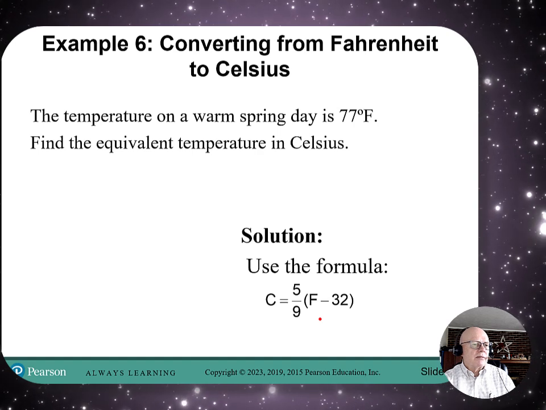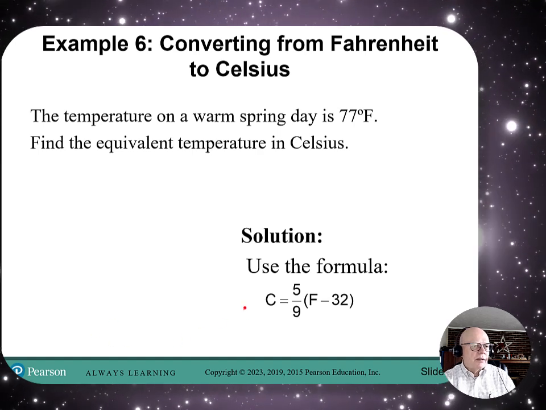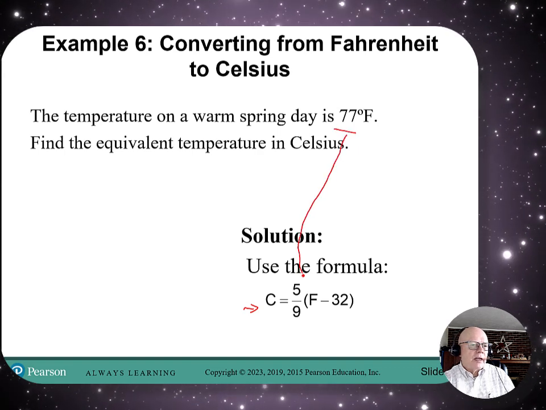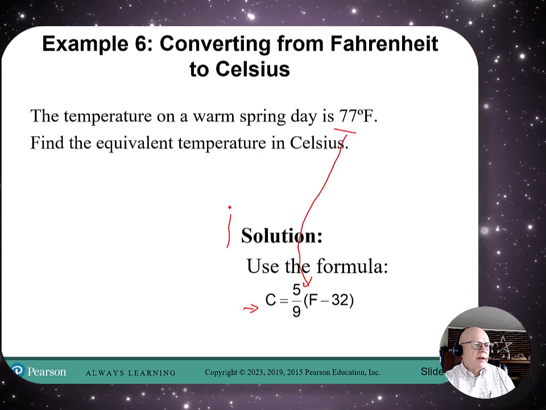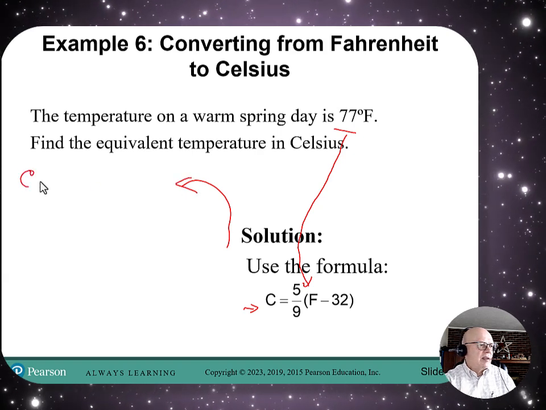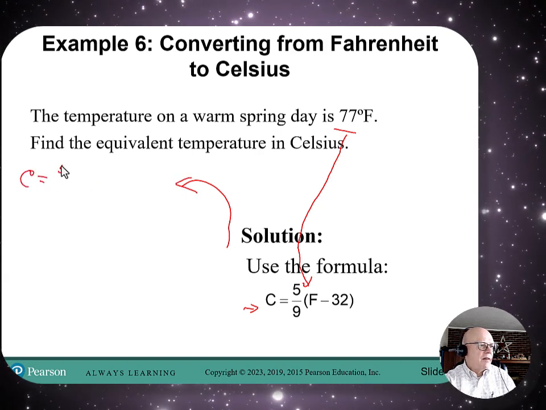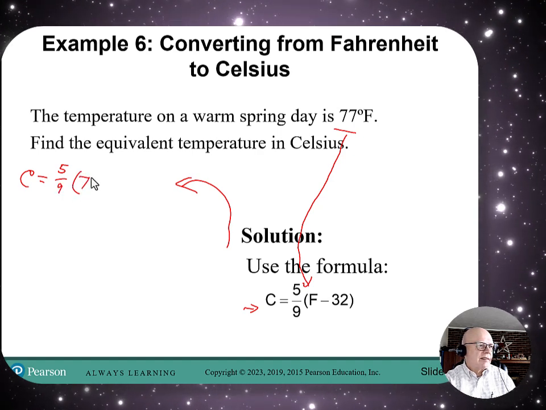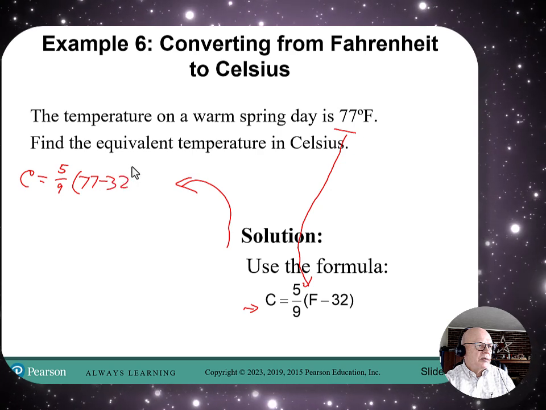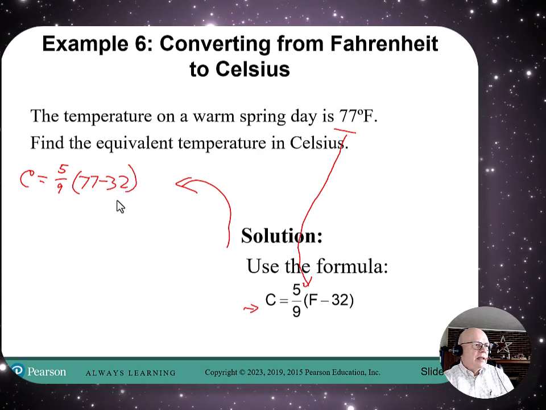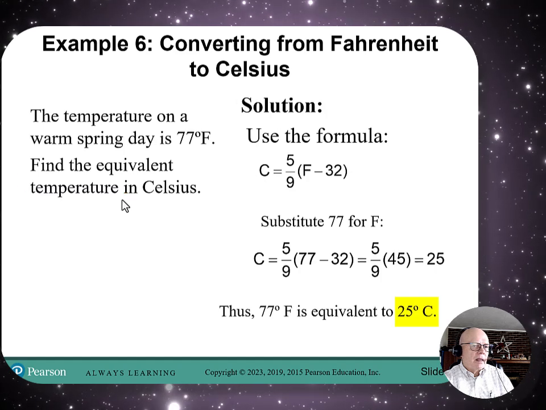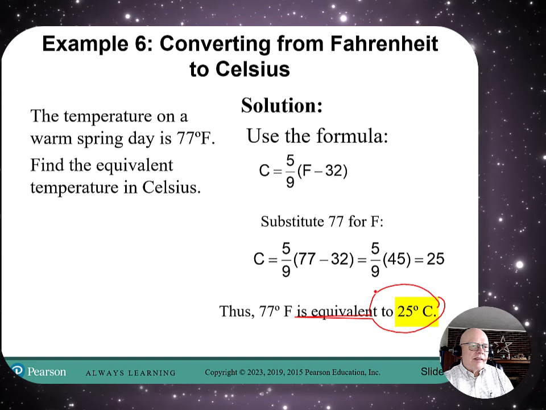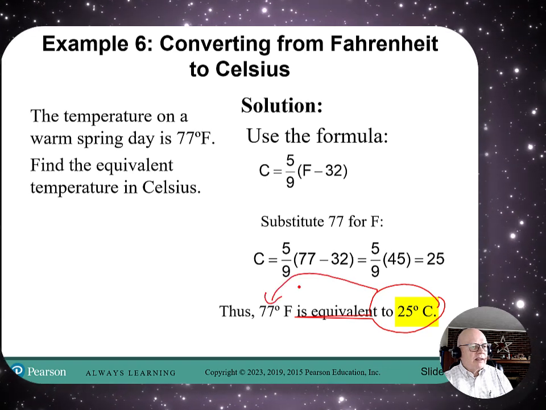How about the other direction? Here's your formula. All we need to do is take that 77 degrees and put it in where the F is. Let's go up here. C, Celsius temperature equals 5/9 times Fahrenheit, which is 77 in this case, minus the 32, and if we hit our calculator, we get 25 degrees Celsius. That's pretty comfortable if you like 77 degrees Fahrenheit.